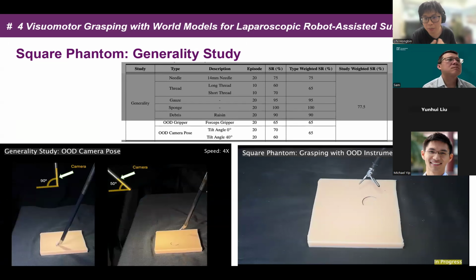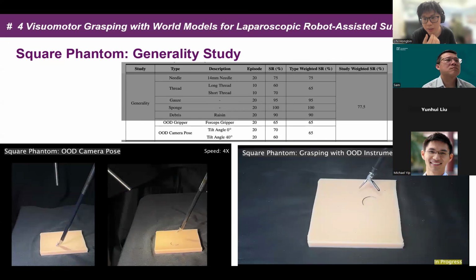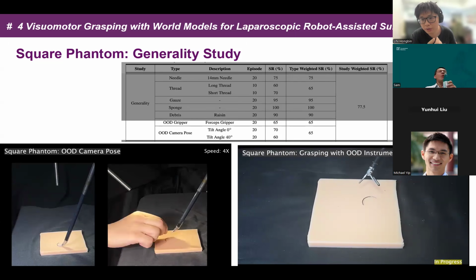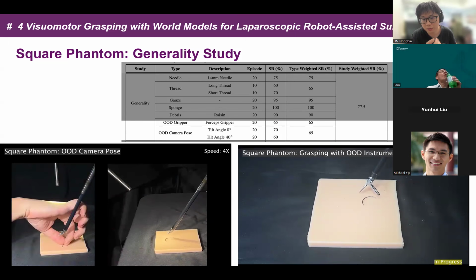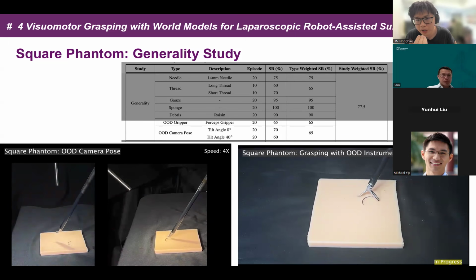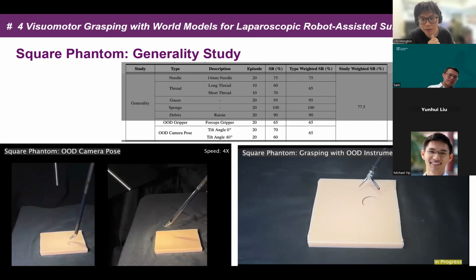For the camera pose, we evaluate two unseen camera poses, where the z-axis of the camera is tilted by 0 degrees and 40 degrees. There is no degradation at 0 degrees and a slight decline of 5% at 40 degrees. For the OOD gripper, we evaluate our controller using an unseen instrument gripper, a forceps gripper, performing a slight decline of 5% compared to the performance study.